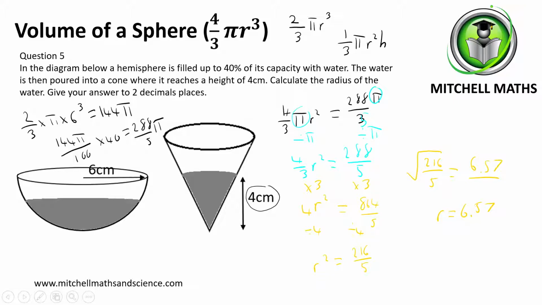So it's a case of finding the volume of water which is in the hemisphere and then using the formula of the cone in order to work out the radius of the water in the cone. So that combines spheres with cones. You sometimes get a mix of questions with those two volumes, or you could have other types of prisms as well.